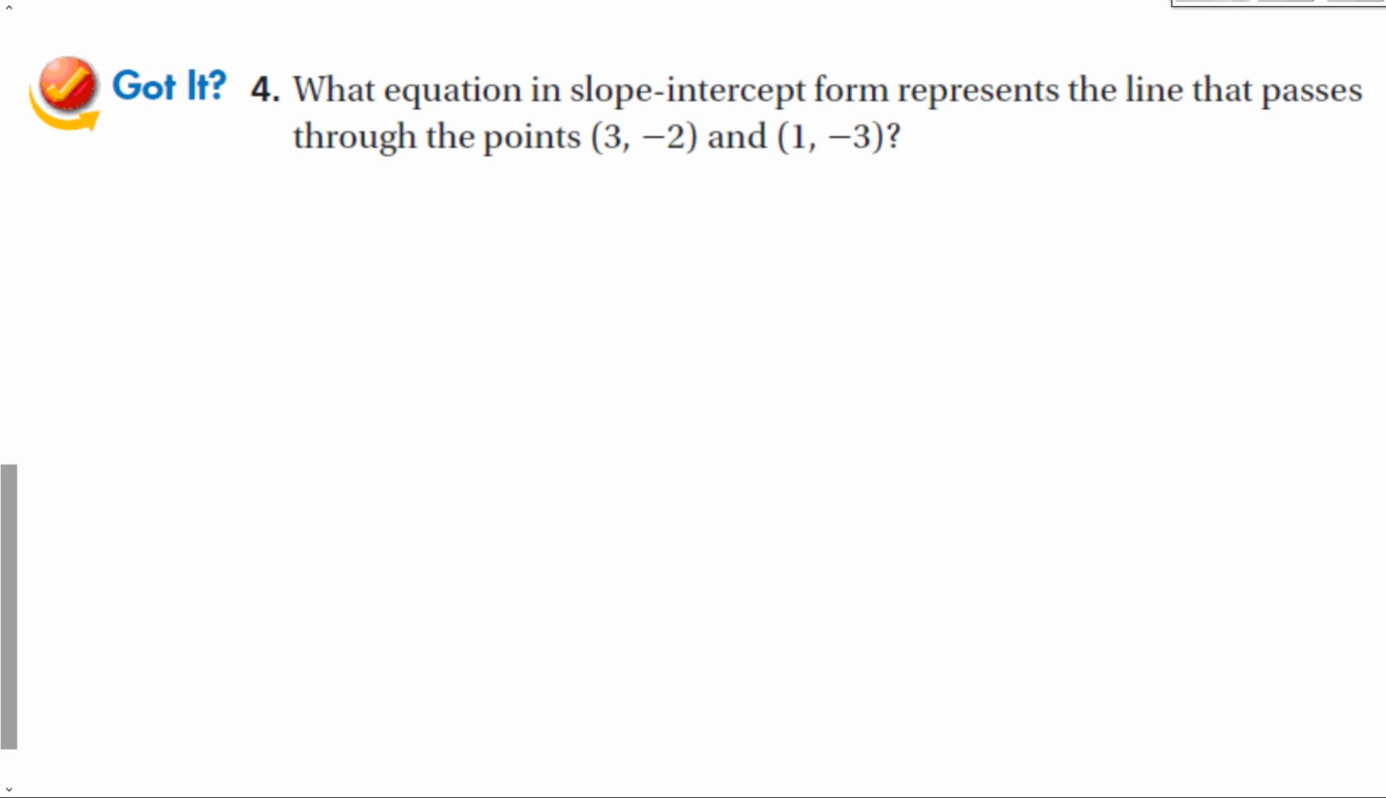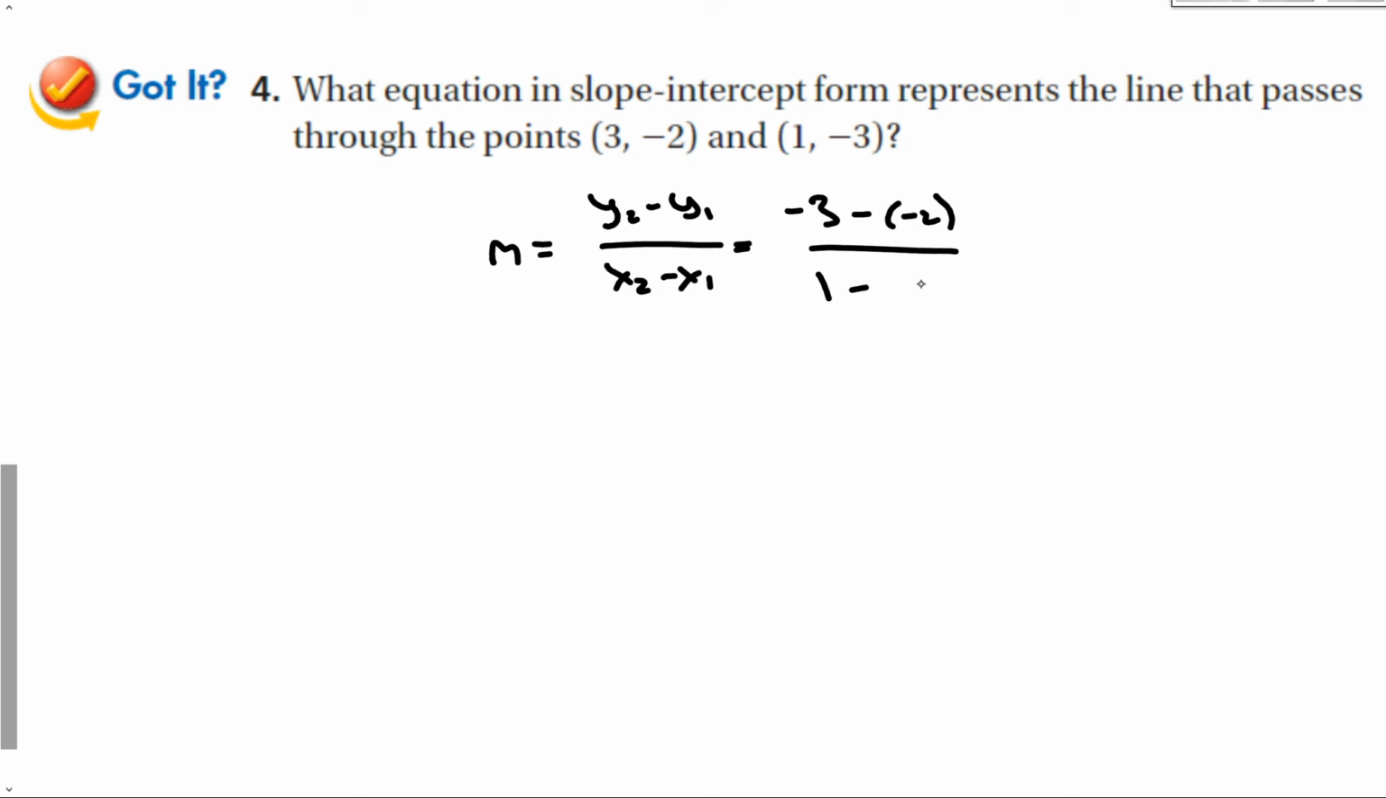Okay. So what equation in slope-intercept form represents the line that passes through (3, -2) and (1, -3)? First, let's find the slope. That's y2 minus y1 over x2 minus x1. So that's -3 minus -2 over 1 minus 3. So we have -1 over -2. So that is a positive 1/2.